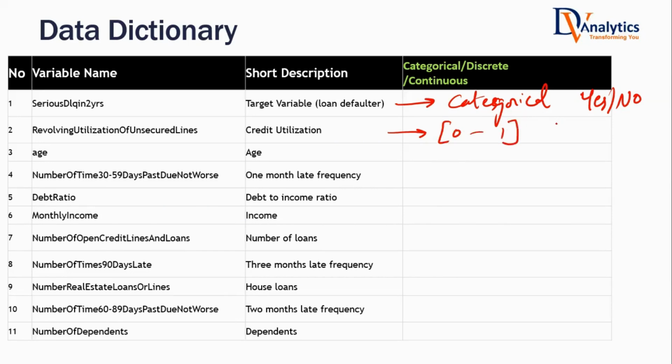Can it be 0.15? Yes, sir. 0.158? Yes, sir. It takes any value between these. Is it fair to say it is continuous? It takes all the values between 0 and 1. Age.